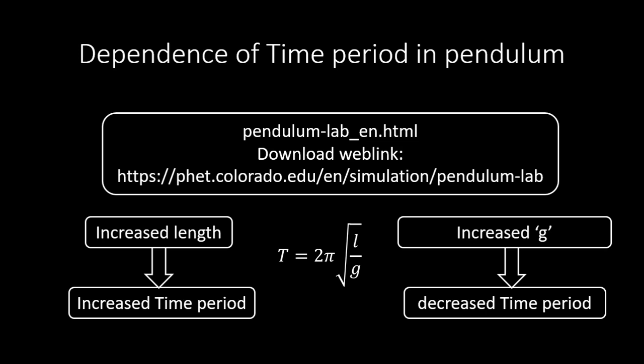That is why we're saying that if there is increased length of the pendulum, there is increased time period. If there is increased gravity, there is decreased time period. And reversibly, if the length is reduced, the time period will also be reduced. If the gravitational acceleration is decreased, the time period will increase.